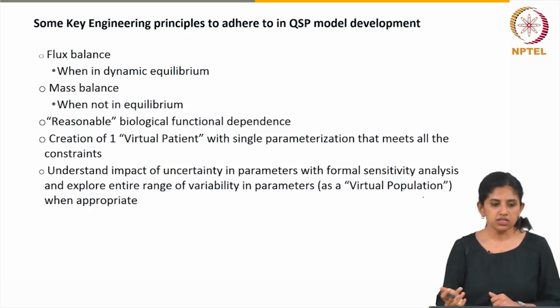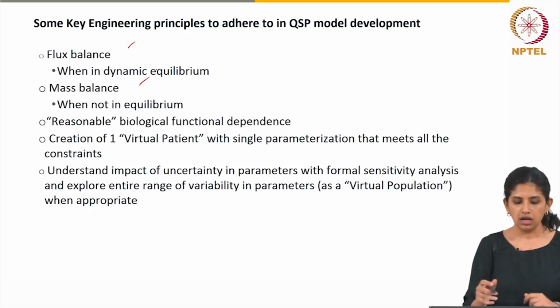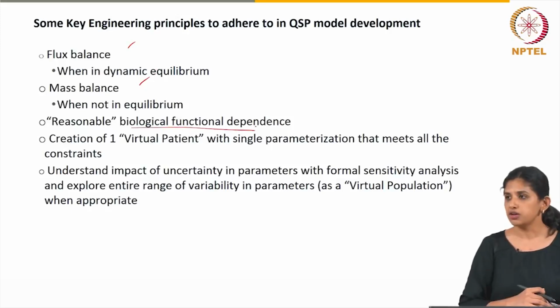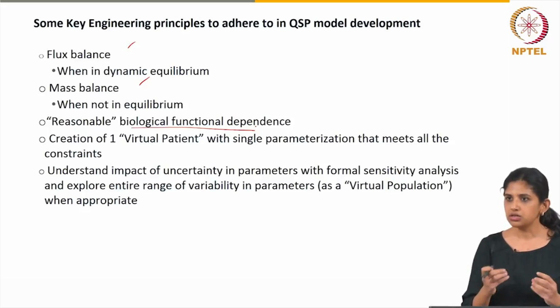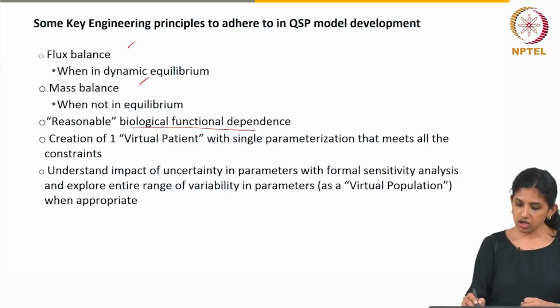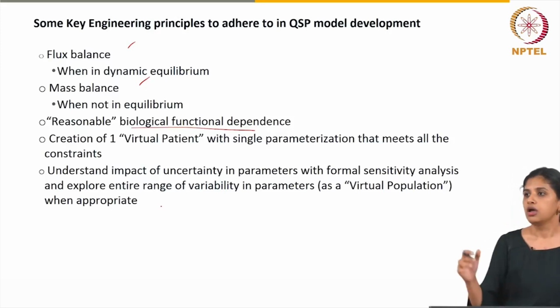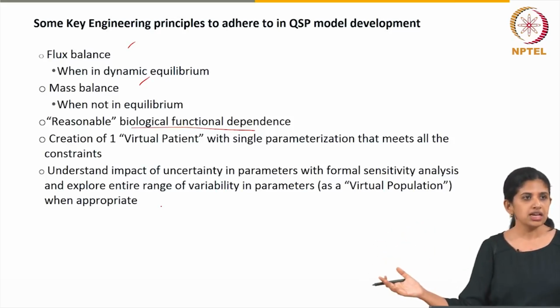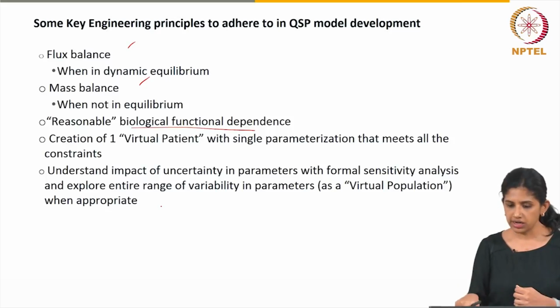Some key engineering principles in any modeling exercise: flux balance, mass balance, reasonable biological functional dependence. So this starts to go from science to art, because this depends on the modeler's experience and judgment. Making sure you come up with versioning of the model is very important. You can't boil the ocean the first time you want to build a model of diabetes. You want to slowly layer in more and more detail.